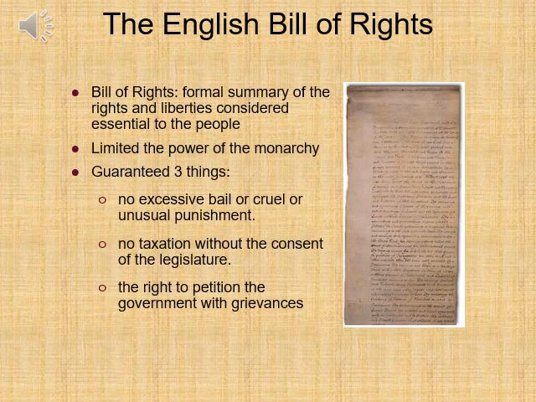The English Bill of Rights became a formal summary of the rights and liberties considered essential to the people, as it limited the power of the monarchy and guaranteed, amongst other things, three vital things: that there be no excessive bail or cruel and unusual punishment, that there was no taxation of the people without the consent of the legislature, and gave citizens the right to petition the government with grievances.